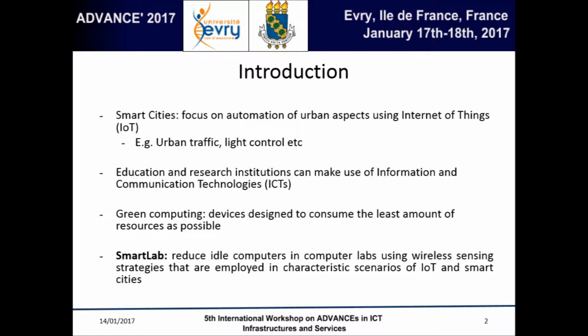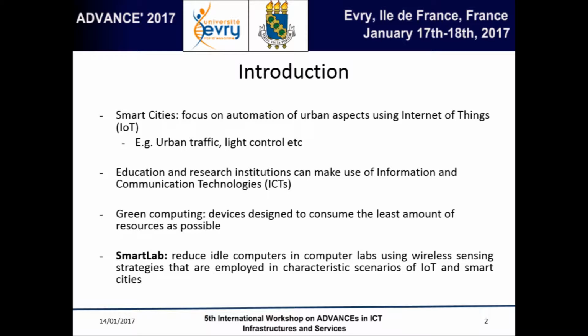This work is motivated by knowledge in the areas of smart cities and green computing, applying this knowledge in computer labs. In universities and research institutions, it is very common to use computer labs. However, idle computers can impact unnecessary energy expenditure and also have a negative impact on the emission of carbon dioxide.